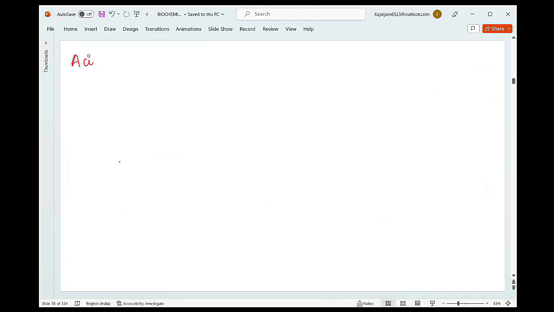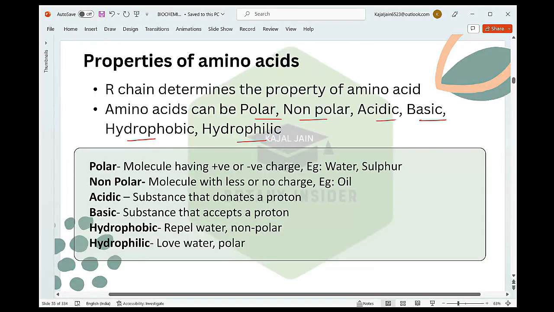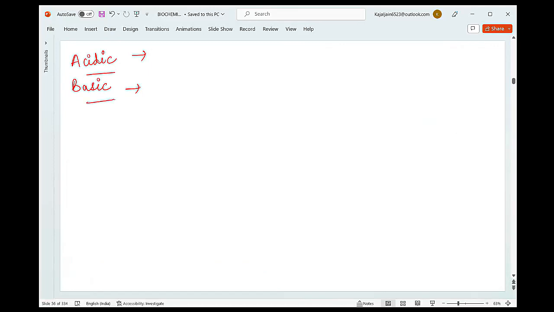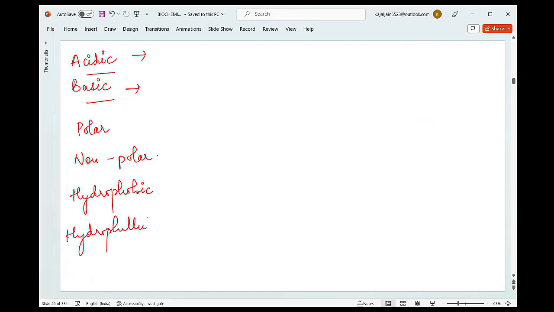Write down what is acidic and what is basic. If any particular amino acid, or any particular substance in general, is working as an acidic amino acid, what is the main highlighted feature shown by it? Think about it, everyone, and write it down in the chat section. Acidic, basic, then polar, non-polar, hydrophobic, hydrophilic. Write down about acidic and basic first quickly. You just have to correlate whatever we have discussed till now.